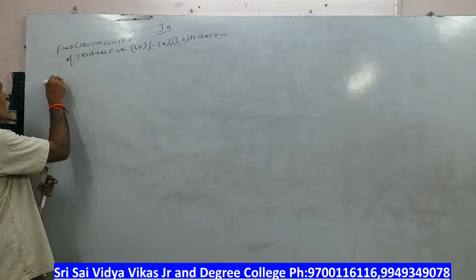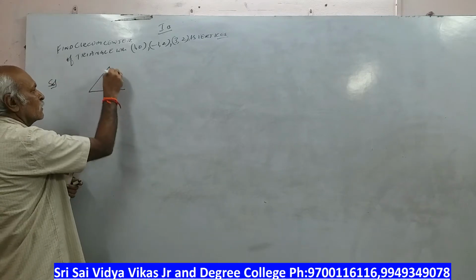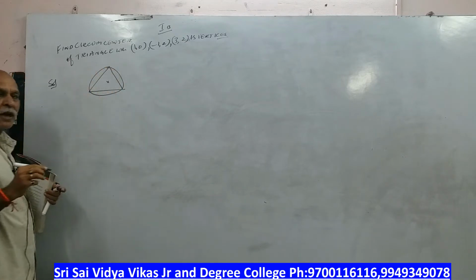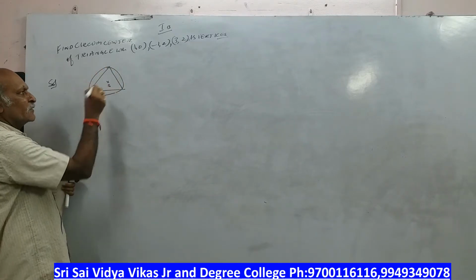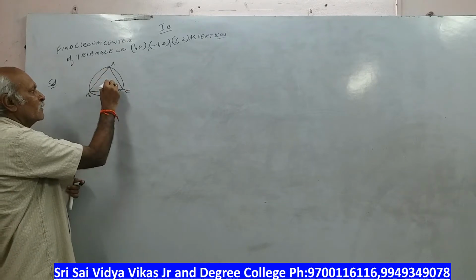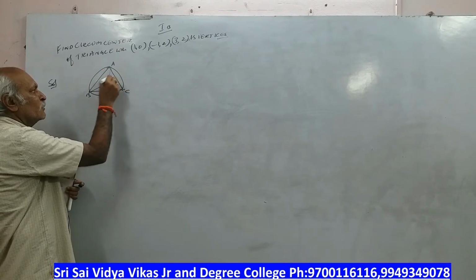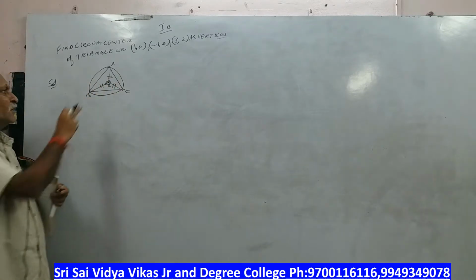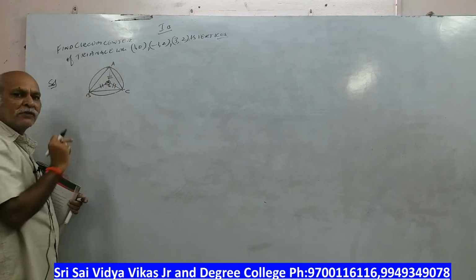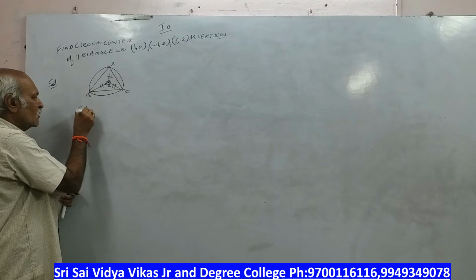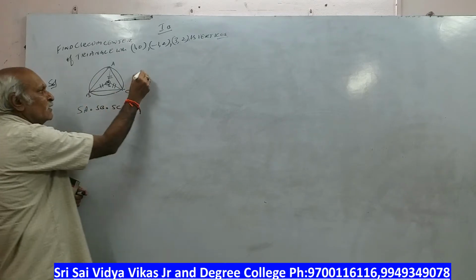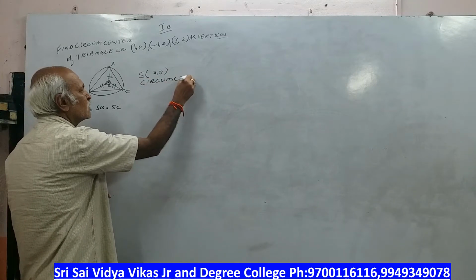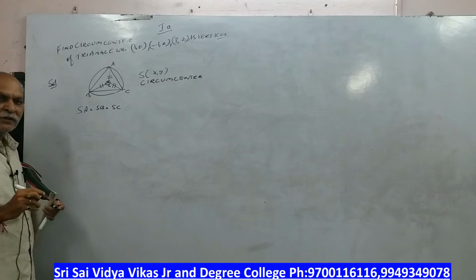Okay, solution. What do you mean by circumcenter? This is the center of the circle. I am just giving you an example. If I say S is the circumcenter of A, B, C, this center will be equidistant from all the vertices of the triangle. So SA is equal to SB is equal to SC, where (x, y) is the circumcenter. This is the concept.